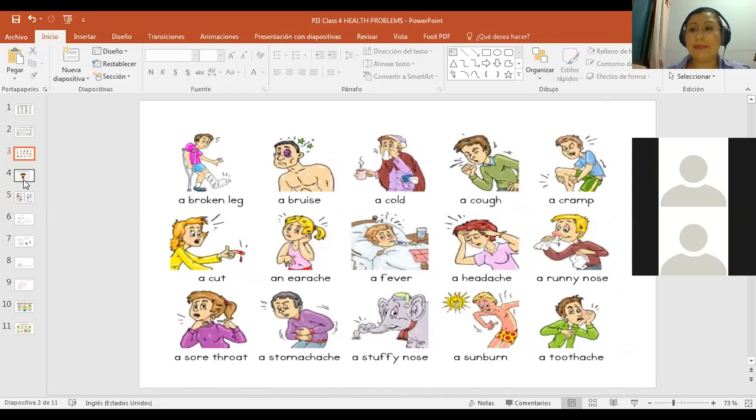Teacher. Yeah. A cramp. What is the meaning? It's like a calambre. Es un calambre. Que nos puede dar normalmente en las piernas, usualmente en las piernas, en los pies. A cramp. You can say, I have a cramp on my leg, I have a cramp on my foot, si es en un solo pie. Or you can say, I have a cramp on my feet, si es los dos pies, ¿verdad? Recuerde que es un irregular plural.